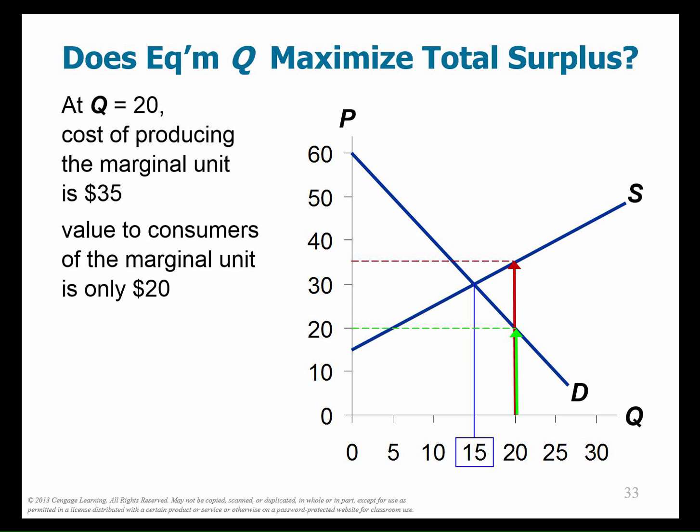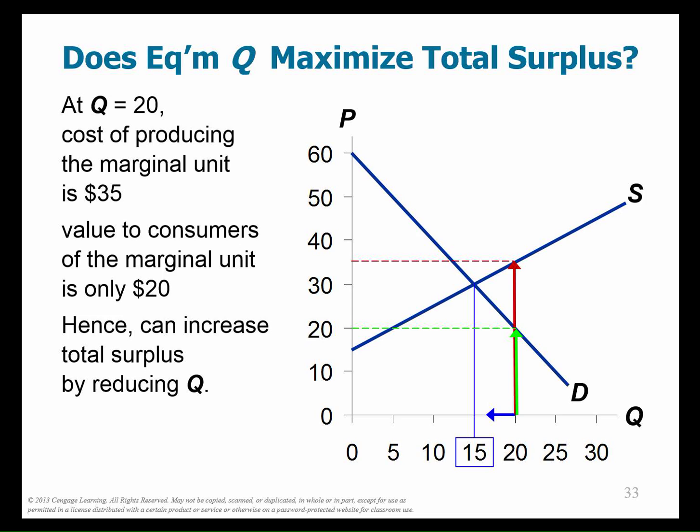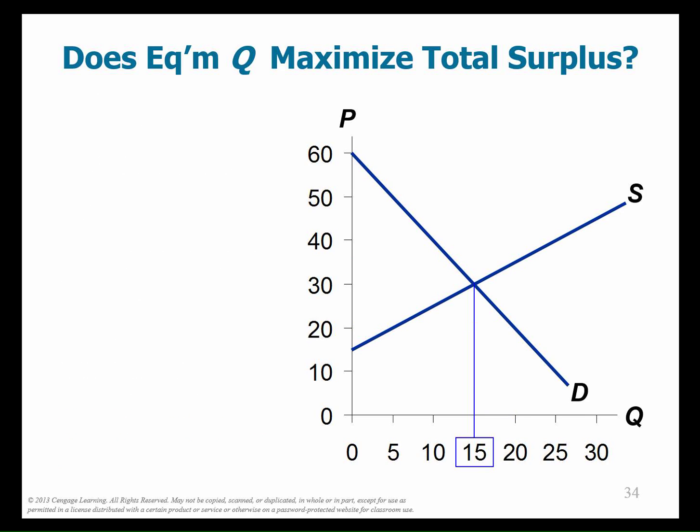Imagine at quantity equals 20, all right? It's costing $35 to make it. That's the red arrow. The green arrow, it's valued at $20. So we shouldn't make that because it's costing more than people value it. So we'll move all the way back to the equilibrium quantity.